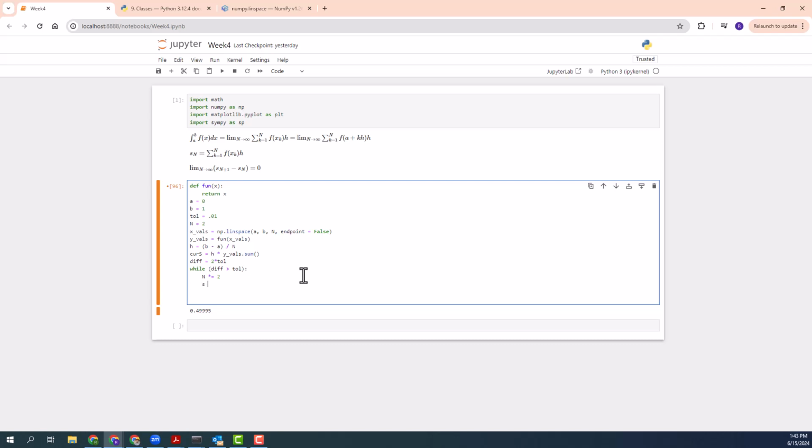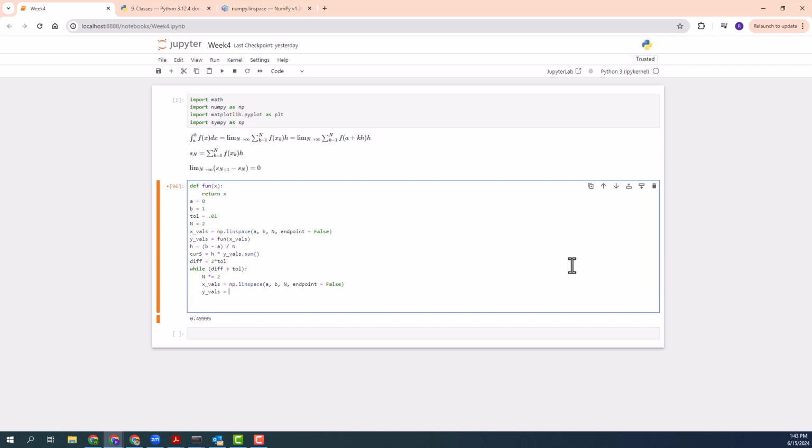And then s, the next s, is going to be equal to the y values. There are a number of ways to combine this into one line of code as well, but I'm not going to do that. The x values are equal to np.linspace(a, b, n, endpoint=False).